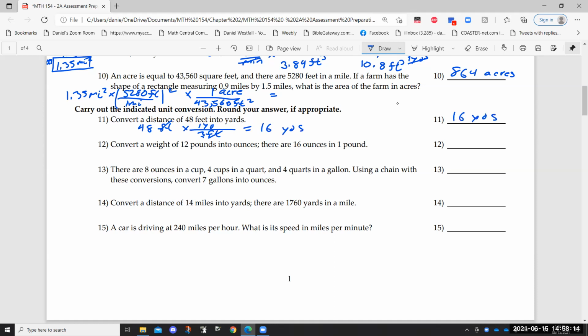Convert a weight of 12 pounds, LBS is pounds, to ounces. There are 16 ounces per pound. Pounds will cancel. 12 times 16 is going to be 160 plus 32, which is 192 ounces.